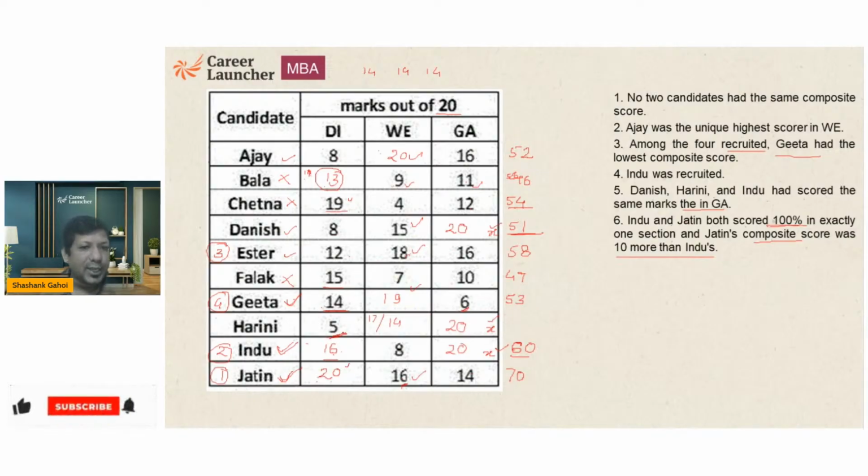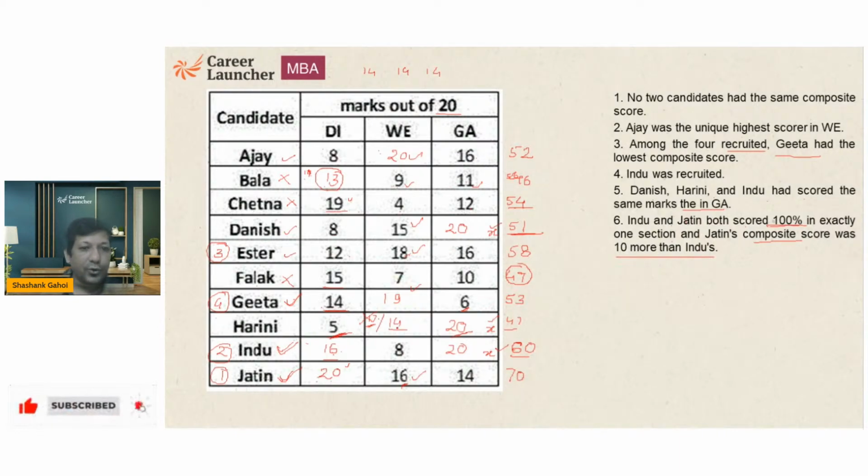Now 5 twos are 10. 10 plus 20 is 30. 30 plus 17 is 47. Now if it is 17, it becomes 47. And this is 47. It is clashing with Falak's score. So 17 is not a possible number.